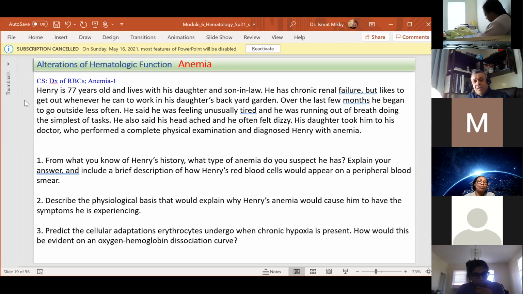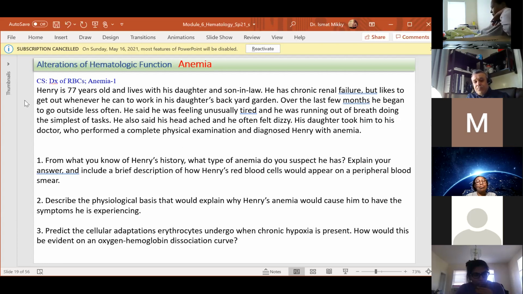Oh wait, two. Describe the physiological basis that would explain why Henry's anemia would cause him to have the symptoms he is experiencing. Anyone have any answer for this?